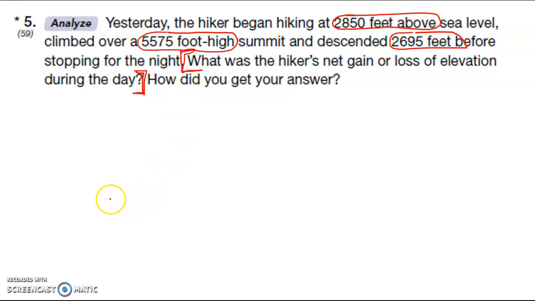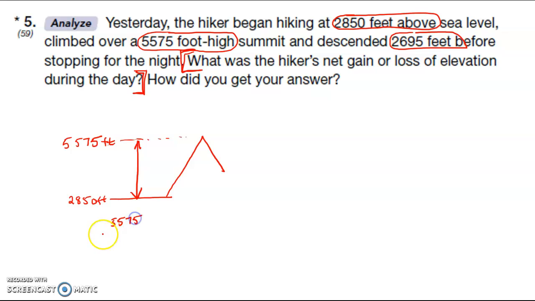So this is what we're going to do. If this is where the hiker is starting at 2,850 feet, and he goes up to the summit, which is 5,575 feet. Let's find out what this difference is. 5,575 minus 2,850 is, on my calculator, 2,725. So in this first part, he went 2,725 feet up.